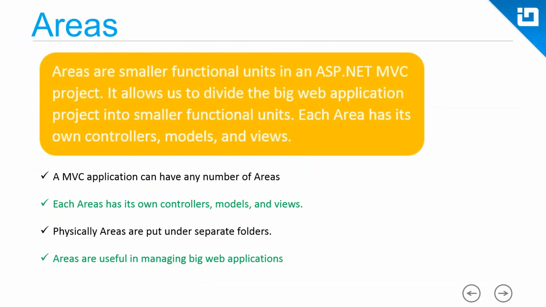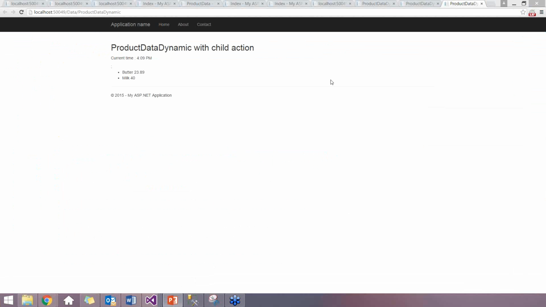So an MVC application can have any number of areas. Each area has its own controllers, models, and views. Physically, areas are put in separate folders, and areas are really just for managing big web applications. Very simple. Let me quickly give you an area demo.